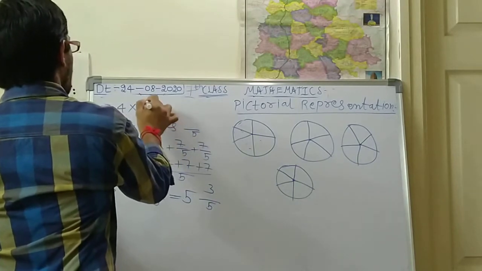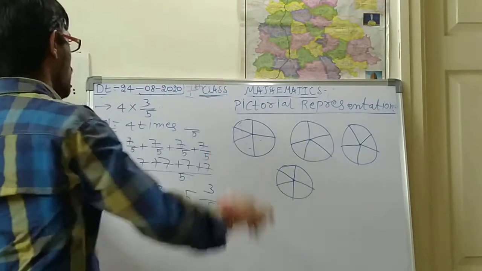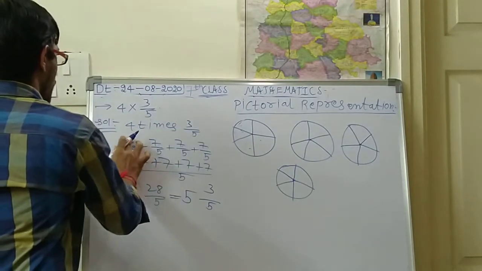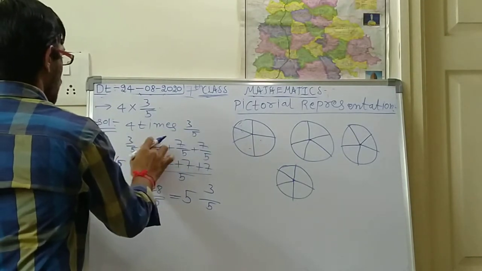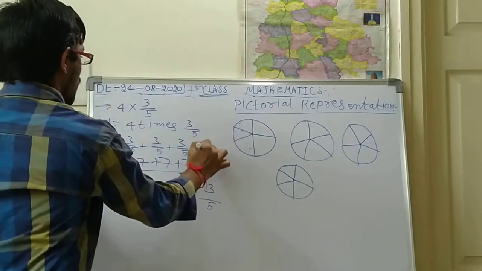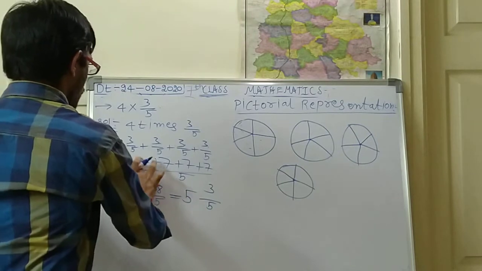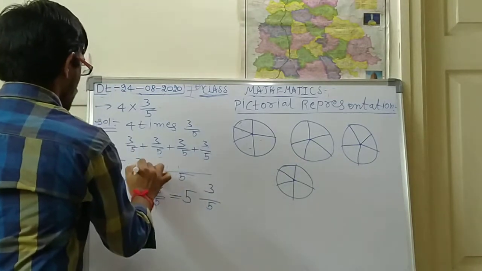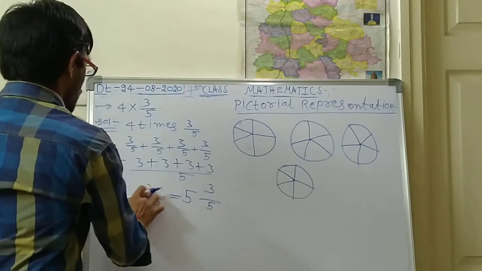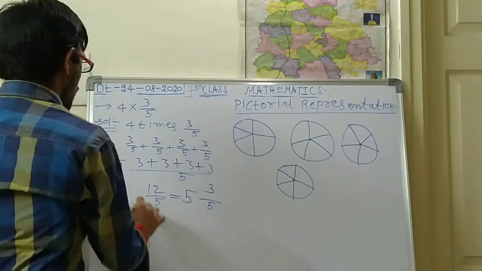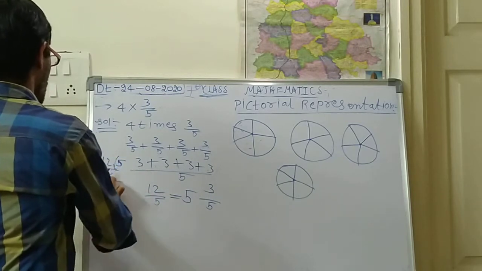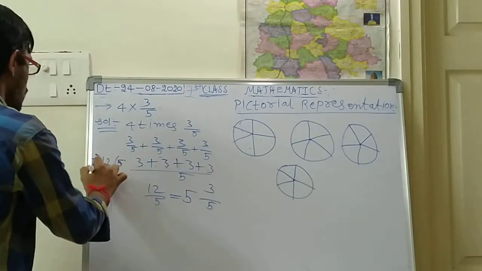Okay, instead of 7 we shall see the 3. So 3 times 5, 4 times 3 by 5. This is 3, and this is also 3 plus 3 plus 3 plus 3, 3 fours are 12. 12 by 5 means 5 into 12.